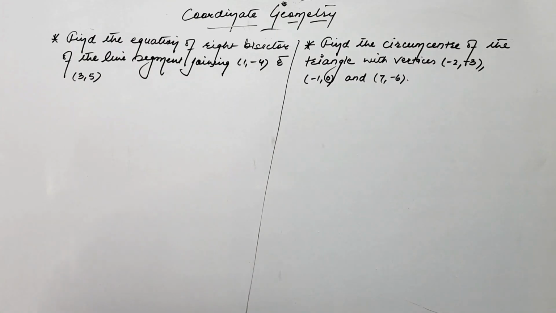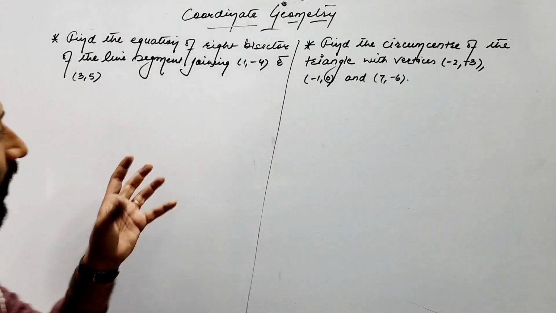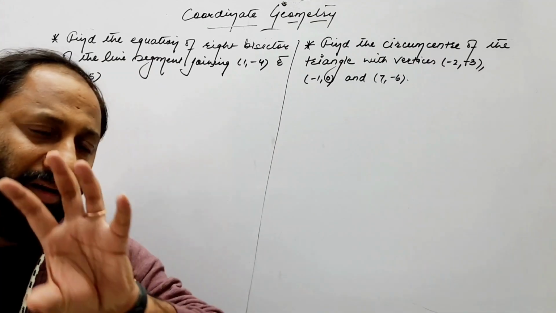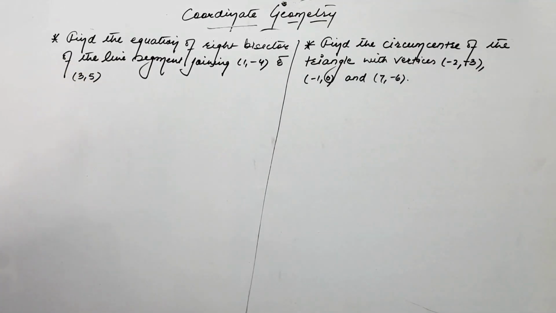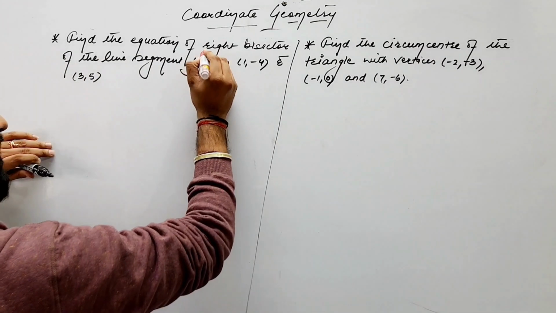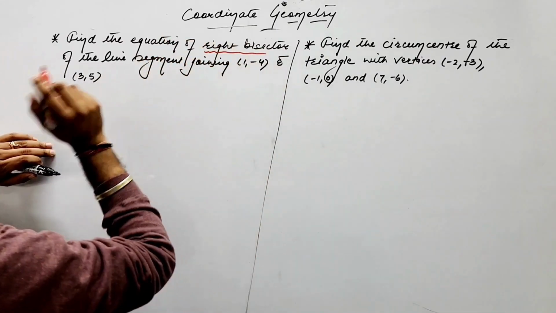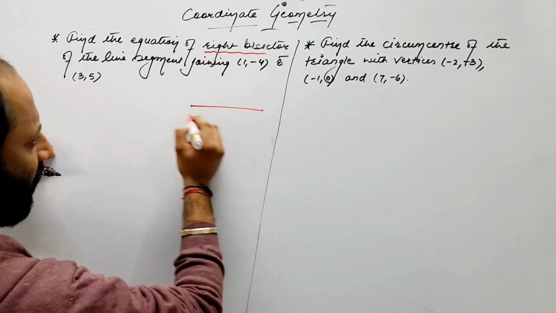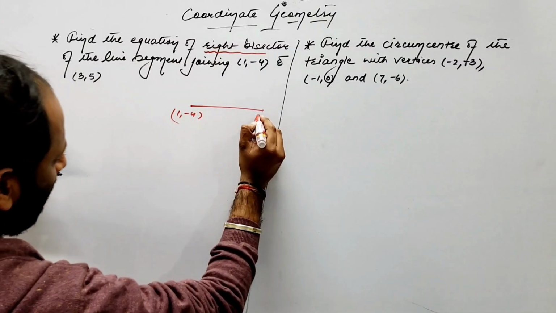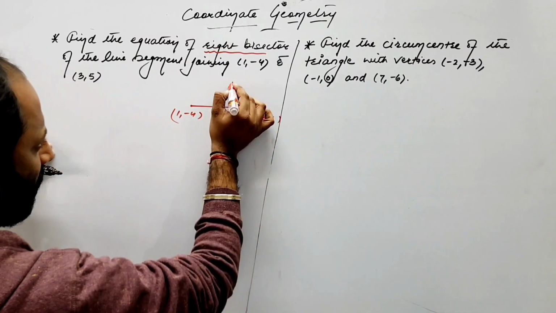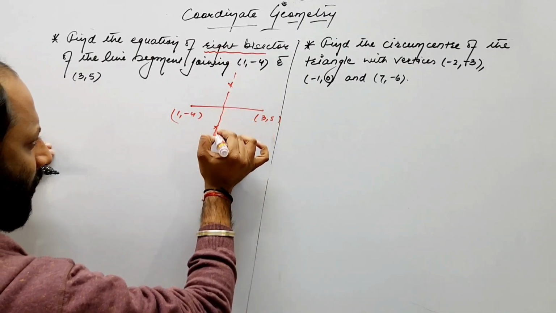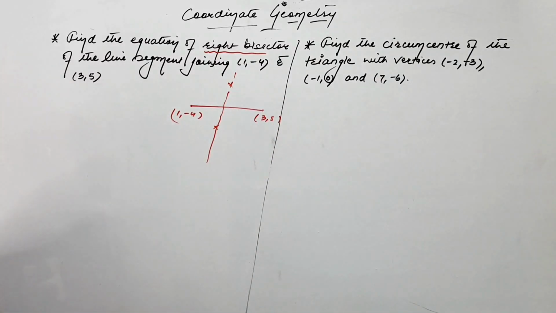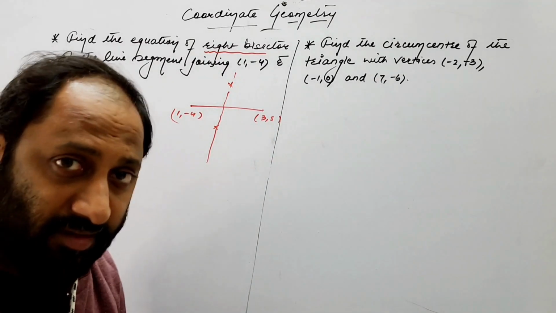The two most important and great technical questions are in front of your screen. Completely technical questions. Very first, find the equation of the right bisector of the line segment joining this and this. I am drawing a rough diagram. Line segment joining this and this. And suppose this is the perpendicular bisector, the right bisector of the line. Now we have to find the equation of this line. How will we find it? This is the most important.